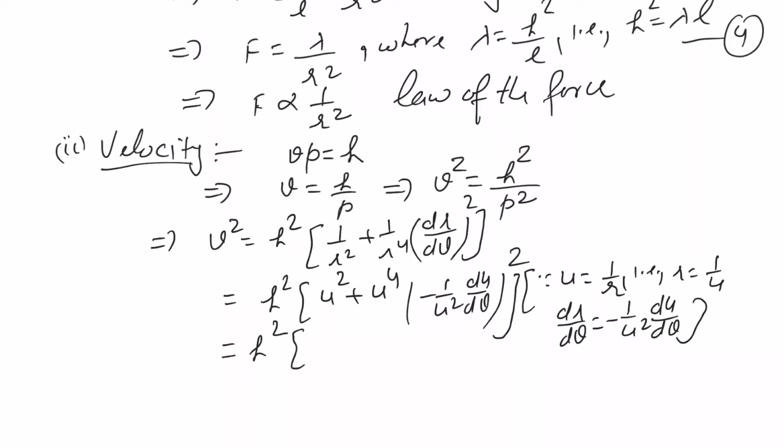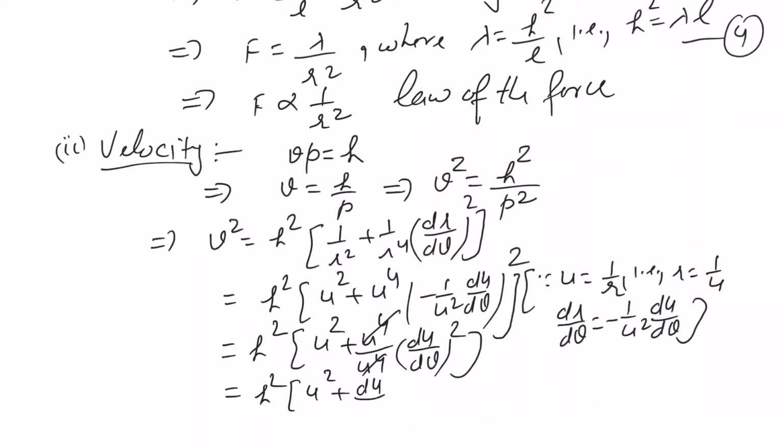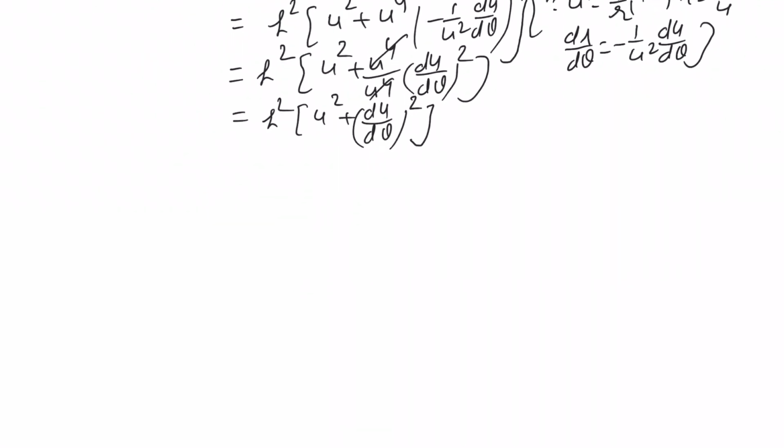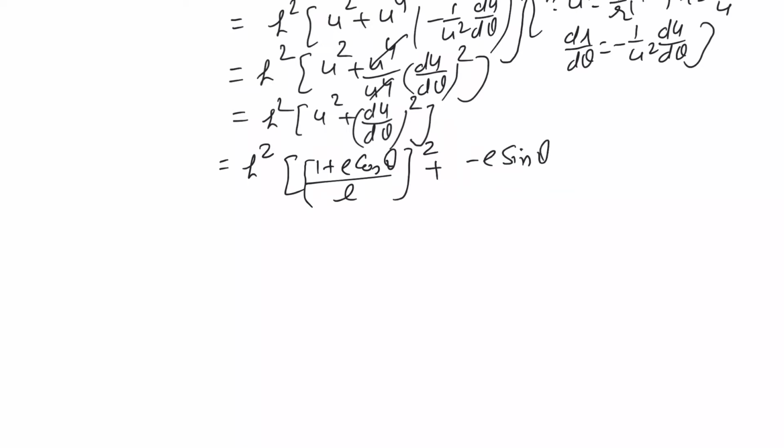This will be h square u square plus u^4 divided by u^4 (du by d theta) whole square. This will cancel out, and this is further equal to h square (u square plus (du by d theta) whole square). Now substituting these values of u and du by d theta, this is further equal to h square ((1 plus e cos theta by L) whole square, plus its derivative (minus e sin theta by L) whole square), and the bracket closed.